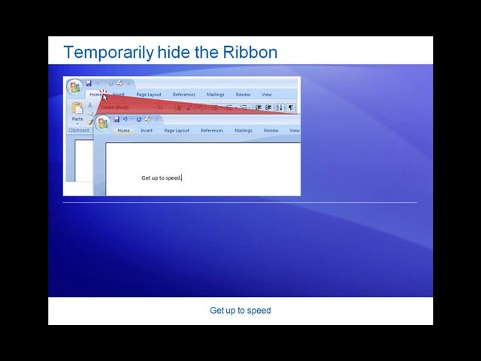You also have the option to temporarily hide the ribbon. This way you can view more of your text and more of your work area. To do this, double-click on the active tab.